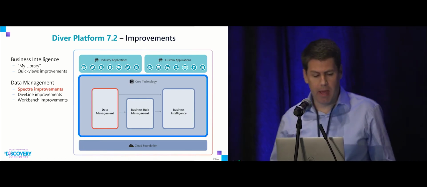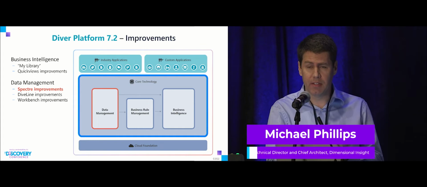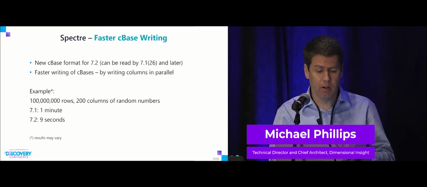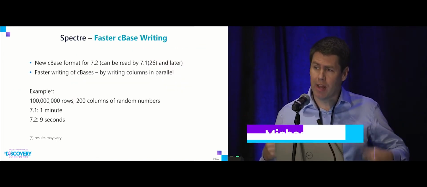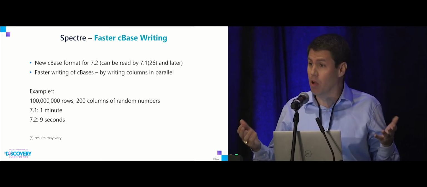Let's move to the back end and talk about data management and our Spectre engine. A couple things that you'll find in 7.2 that are kind of neat are, one of them is an improvement in how quickly CBases can be written to disk, which is nice for fitting to a small build window.